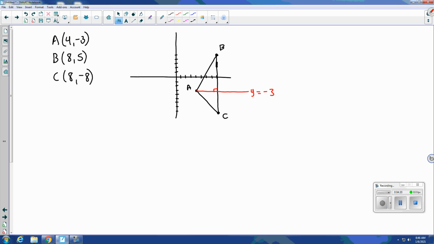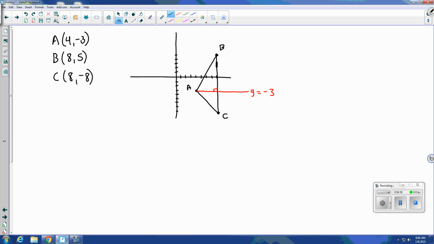Where's that -3 coming from? That's the y-coordinate from my A, and it extends from A. So that's a pretty easy equation to find, but let's look at the other two to get an idea of how you would calculate the equations of the lines where it's not just a horizontal or vertical line that you're dealing with and requires a little bit more work.